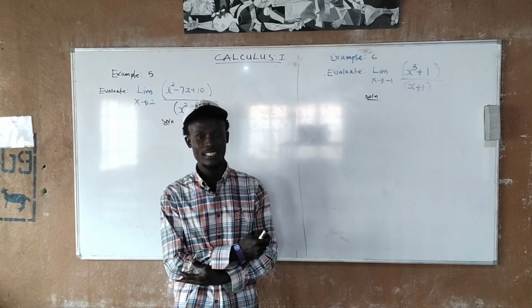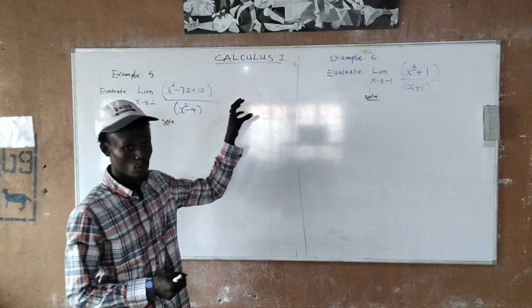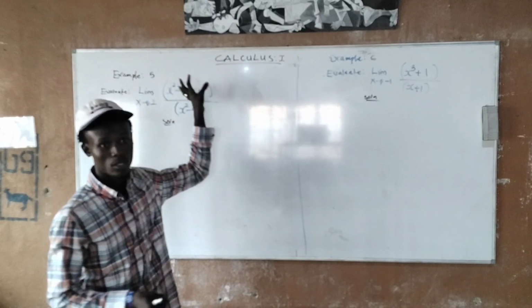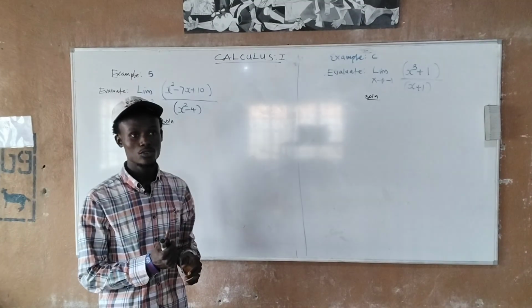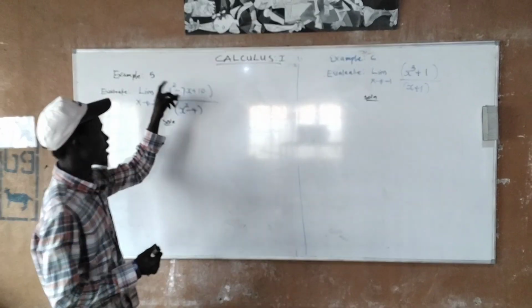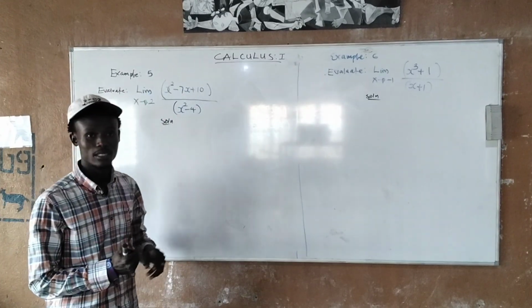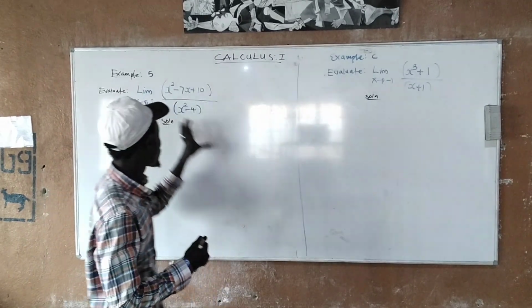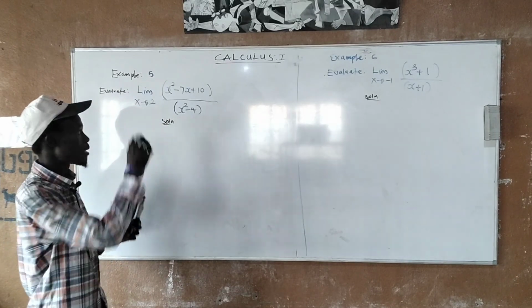Welcome to BK Mathematics. This is the continuation of example 4. We have treated examples 1, 2, and the others. So these are the last examples on limits of rational functions. We have example 5 and example 6. Let's look at example 5, after which we are going to solve the last example.